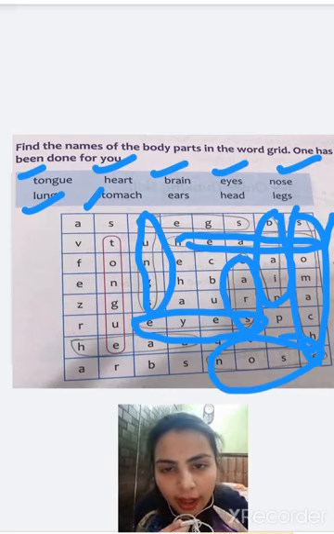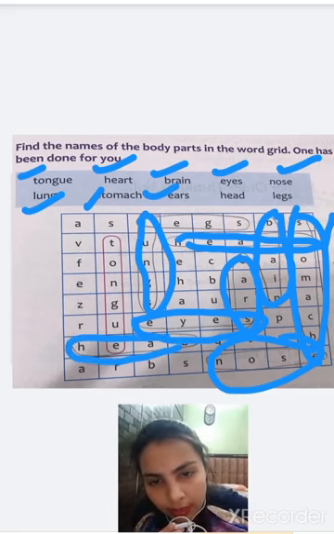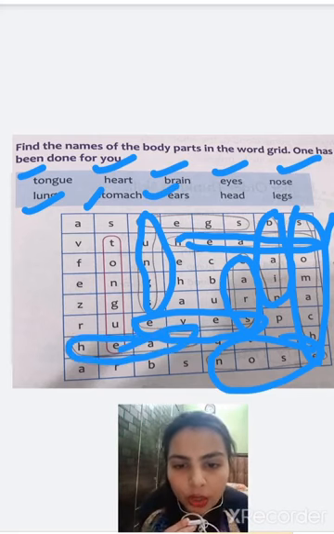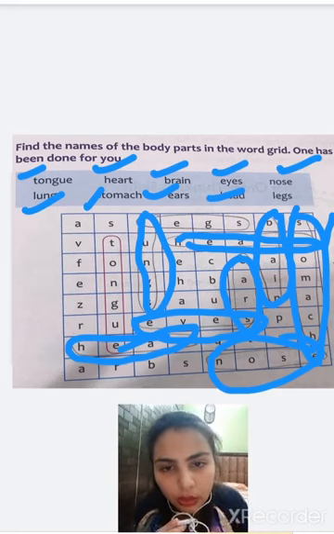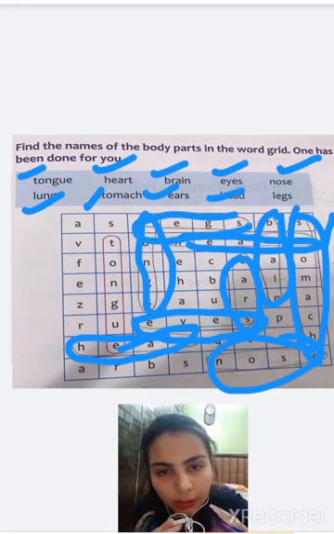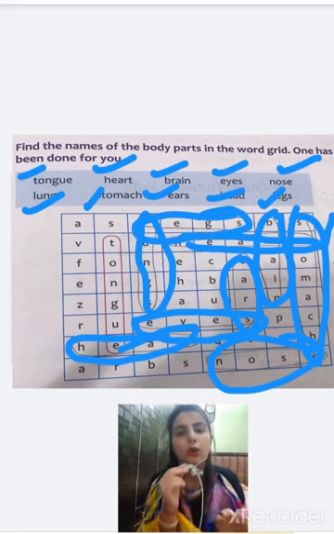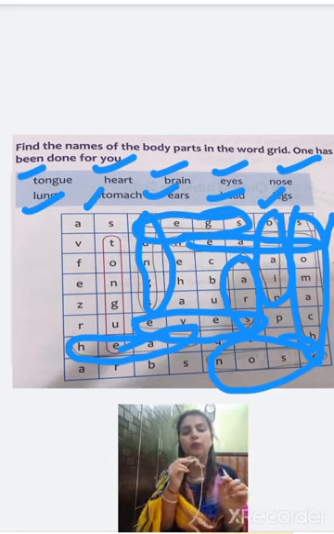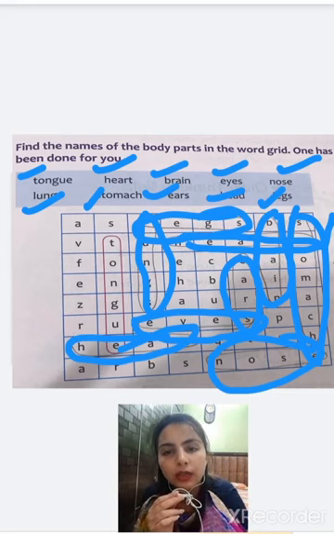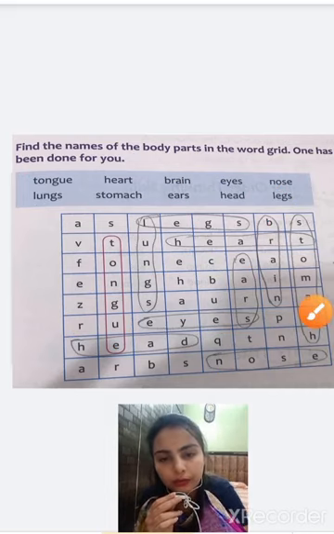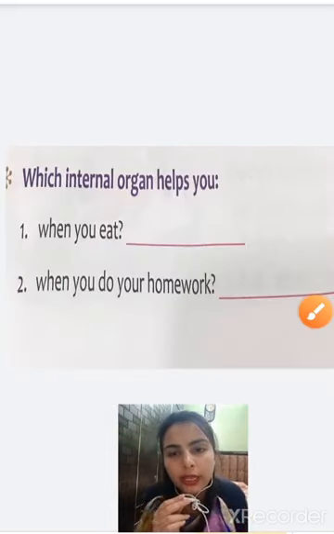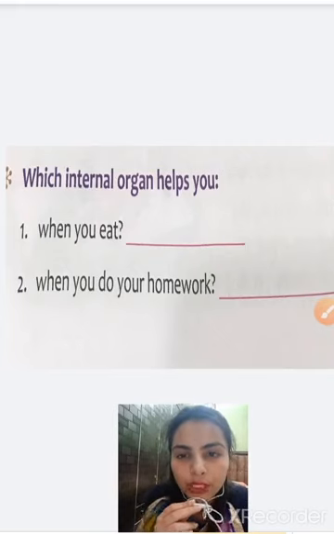Next is head. See, in the second column it is written head. Next is legs. Find out the legs. In the first column it is written legs. So in this way you have to find the words given in the blanks from this grid. Now see the next question, which is at the last of this page.